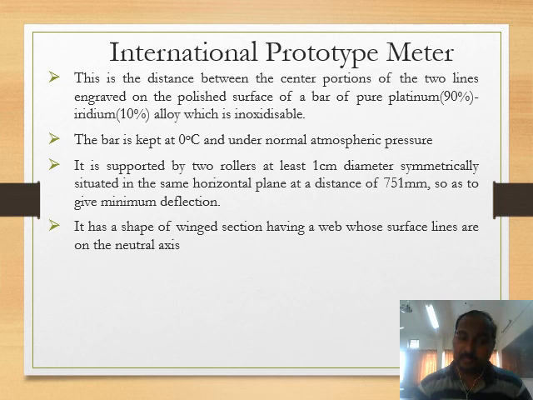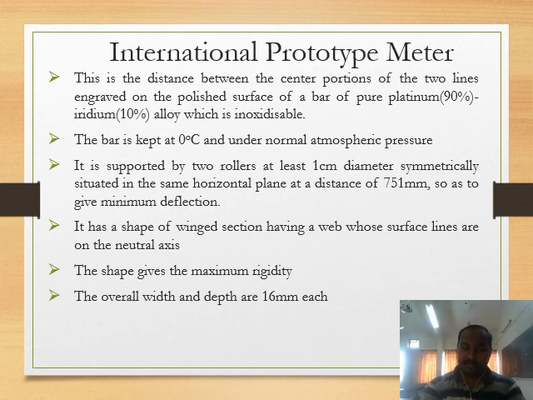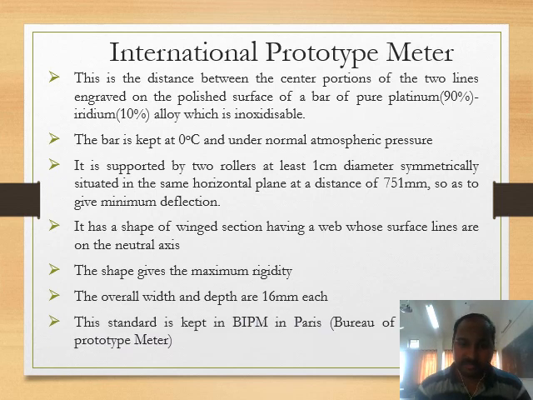It has the shape of a hinged cross section, with a web whose surface lines are on the neutral axis. The web shape gives maximum rigidity to the whole standard, that is the meter bar. The overall width and depth are 16 mm each. The standard is kept at the BIPM lab in Paris.